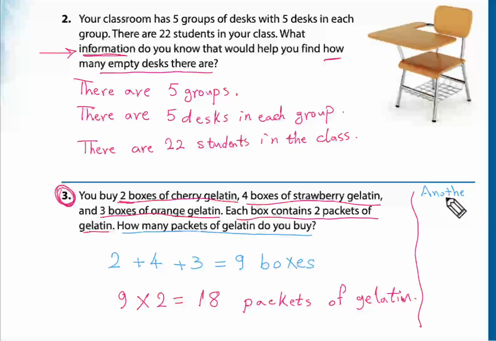So this is another solution. This is another way to solve. You can multiply 2 times 2, 4 times 2, 3 times 2 to find each kind of them. 2 times 2 equals 4. And the next one, 4 boxes of strawberry gelatin. So 4 times 2 gives 8. And the third type is orange. 3 boxes. So 3 times 2 equals 6.